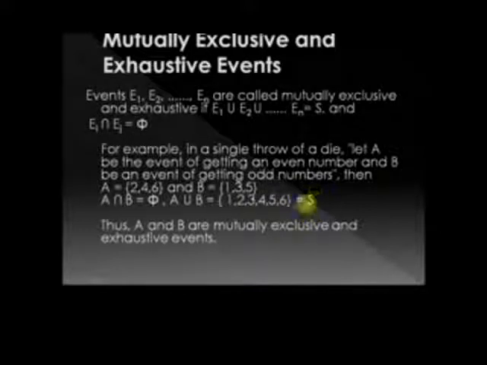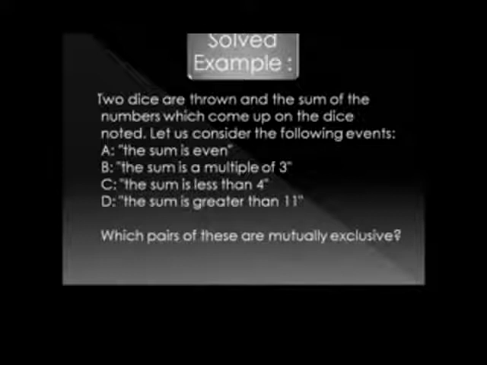This is the set of all the possible outcomes. So we see that it satisfies this condition and it satisfies this condition. So A and B are mutually exclusive and exhaustive events. So let's consider an example.